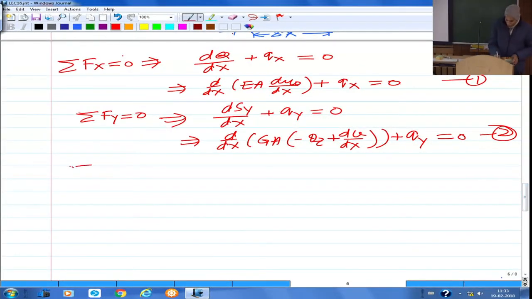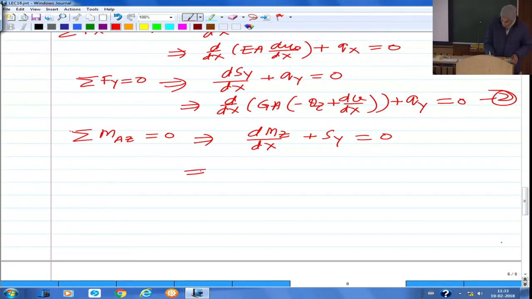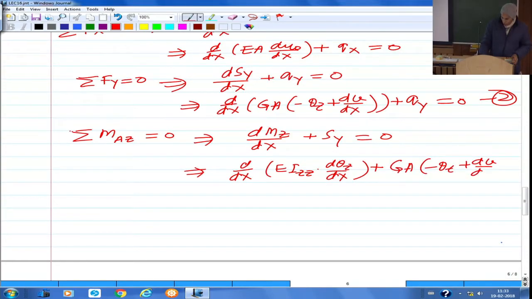Similarly, if I take the sum of moments of all the forces about the z axis passing through point A equal to 0, you will get, this is an exercise we have actually done earlier, dMz by dx plus Sy equal to 0. And if you substitute the expressions for bending moment and shear force we have got, we would get d by dx of E Iz z into d theta z by dx plus Sy G A into minus theta z plus dv by dx is equal to 0. So this is equation 3.